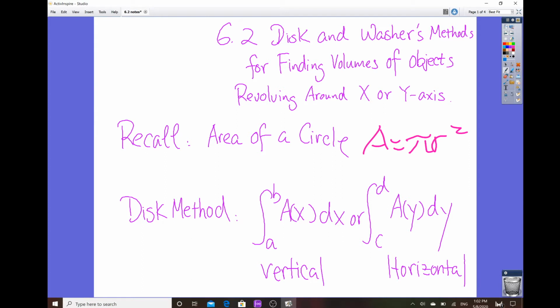So back to geometry. The way to find the volume of a cylinder is always pi r squared times the height. Okay? It depends on what kind of disk you have, and whether it is considered vertical or horizontal. If it's horizontal, it's the integration of the area A of y dy, where dy is the height, from c to d. Now we'll take a look at the graph model.